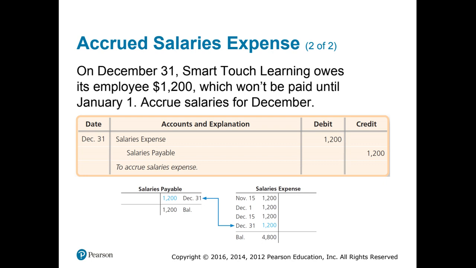So in our T account, we are going to credit salaries payable for $1,200, and we're going to debit salaries expense for $1,200.